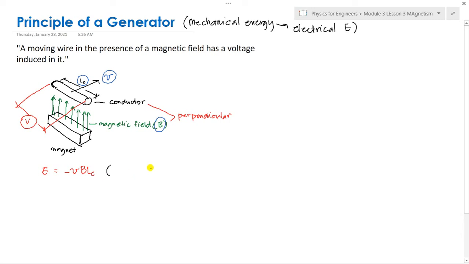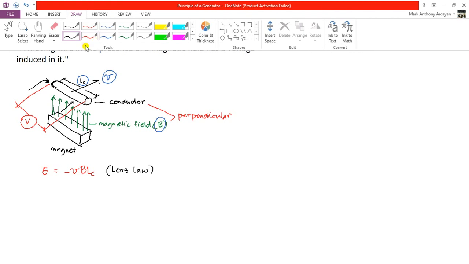Wala pa. So again, the reason for this negative here is by Lenz's law. Lenz's law states that the generated EMF or voltage is opposite. Let's say we supply a voltage, what it generates is the opposite. Hence the negative. Anyways, don't worry if the problem requires you to find the induced voltage, you can take the absolute value.